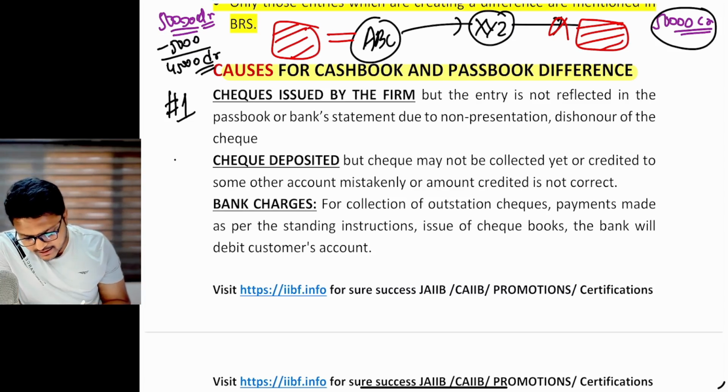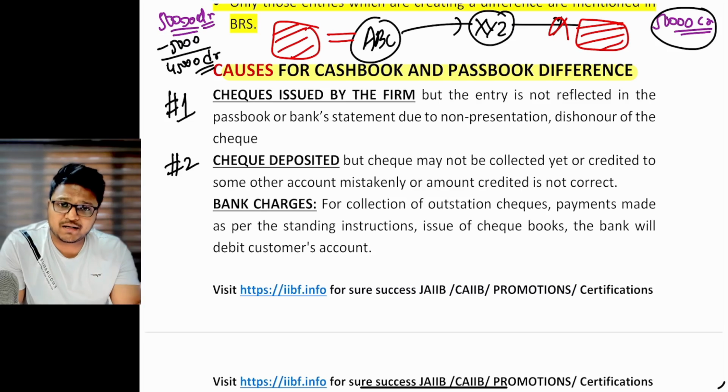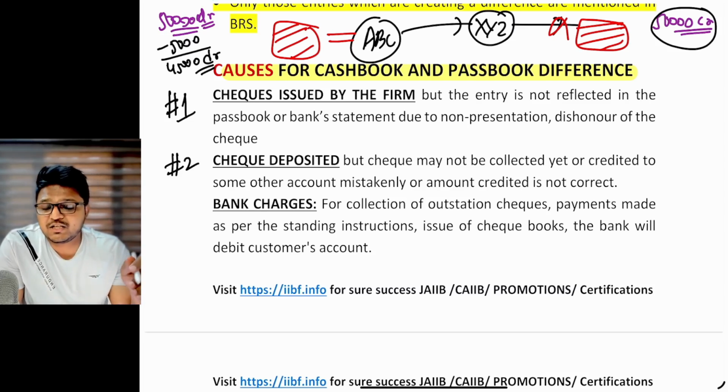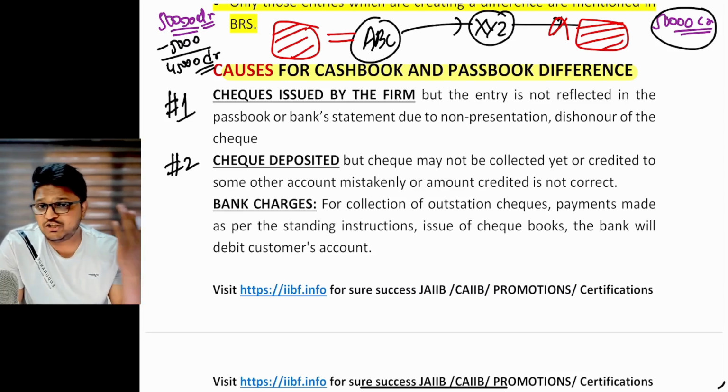The other one could be related to a check deposited, that you have deposited the check in the bank, but still the check has not been collected. Or it may be the case that the check was collected but it was mistakenly credited to some other account, not your account. Or it may also be the case that you deposited a check amounting to 20,000 but you were mistakenly given the credit of just rupees 2,000 because there was some clerical error at the bank end, right? So these cases may also be there.